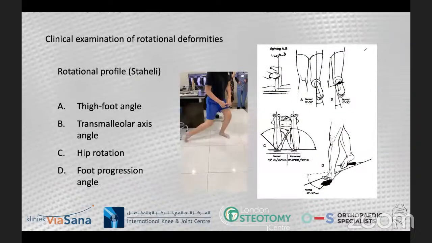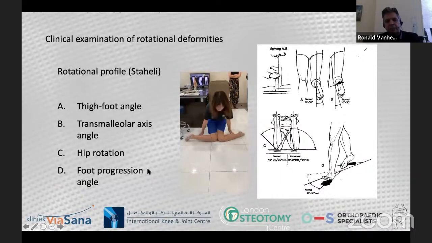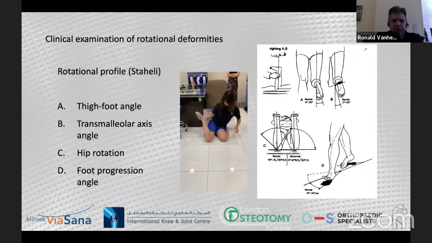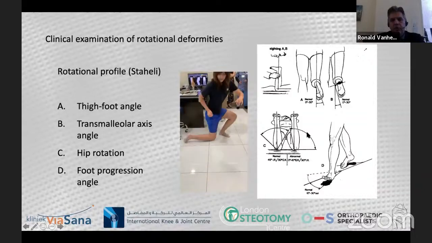How do we check that? Look at the rotational profile, this one on the right side. This is from Staheli. You look at the gait, you look at the foot progression angle in gait, you look at the hip rotations, and you look at the thigh foot angle. And of course, you have extreme patients like this patient from the Abu Dhabi practice who can do this. Well, I wouldn't advise it if you have patellofemoral complaints, but these cases are there, and they come not so much with gait abnormalities because they compensate in their hips, but they come with patellofemoral complaints.